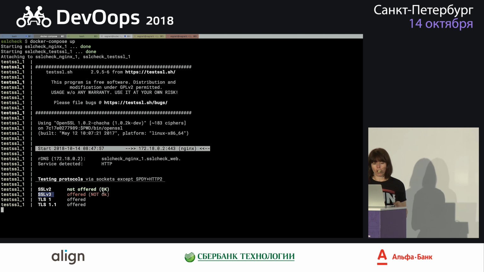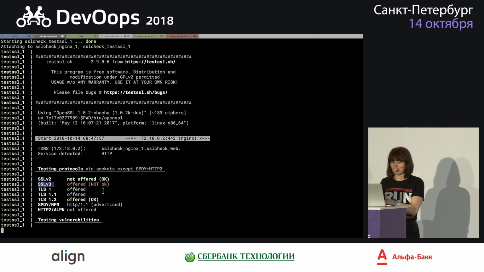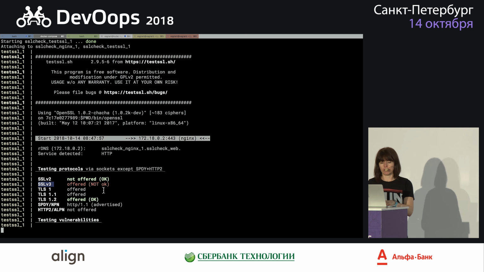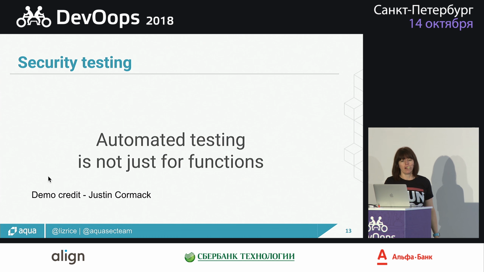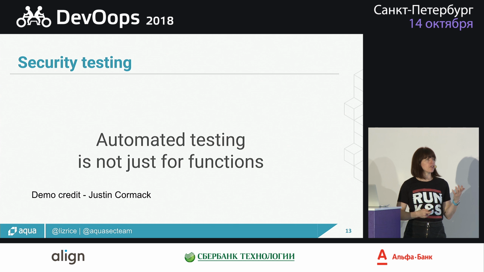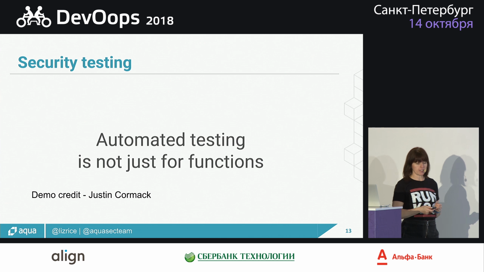This one takes quite a while, so I'm going to stop it in its tracks, but the idea is just using automation to look for things that might otherwise present an insecurity. So you can test for all sorts of things, not just functionality. You can also test for security-related issues.